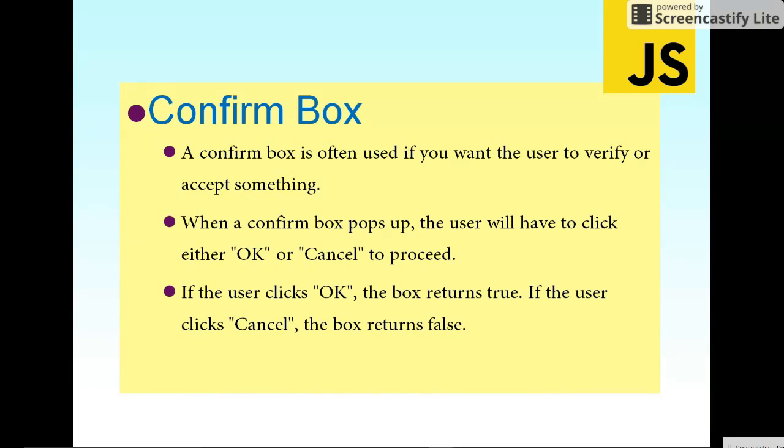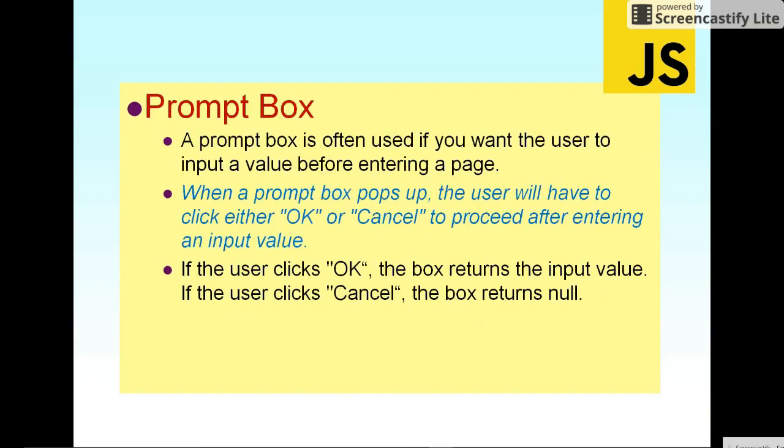The confirm box is used to ask whether you want to do this thing or not. It is a logical thing, yes or no. It can be provided input like OK or cancel. If a user clicks on OK, the box returns true, the boolean value, and if the user clicks on cancel, the box returns a false value. Similarly, you can change any value. You could change it to yes or no or any other thing. So there is a prompt box that is used if you want the user to input a value before entering a page.